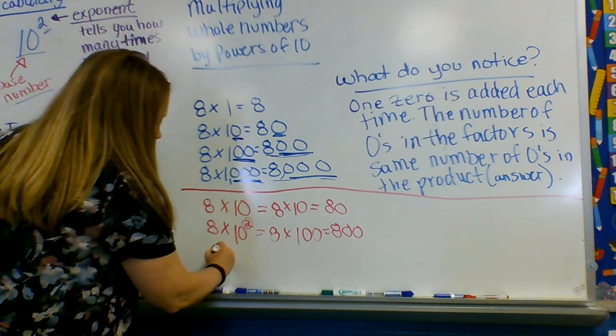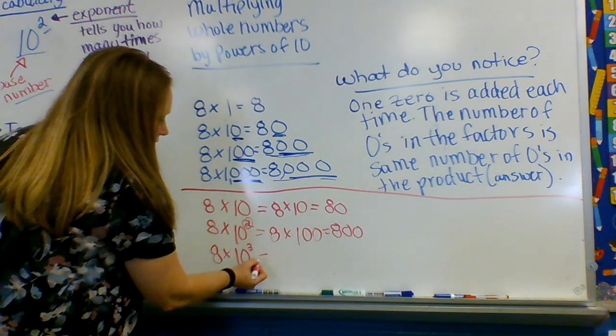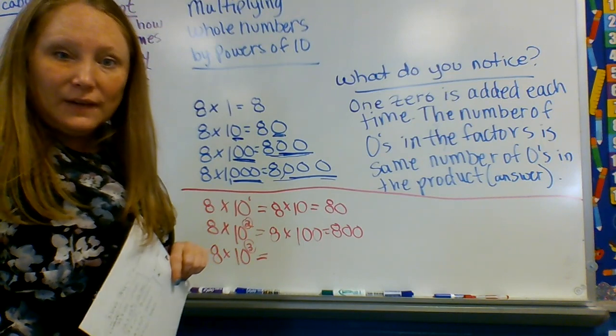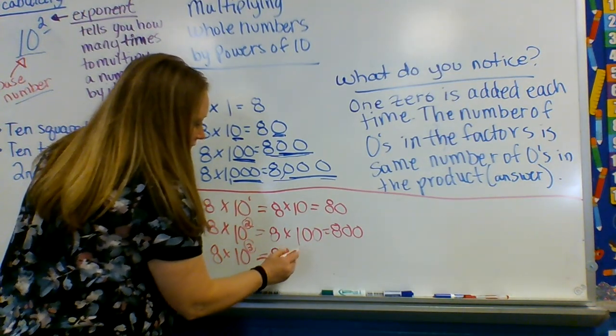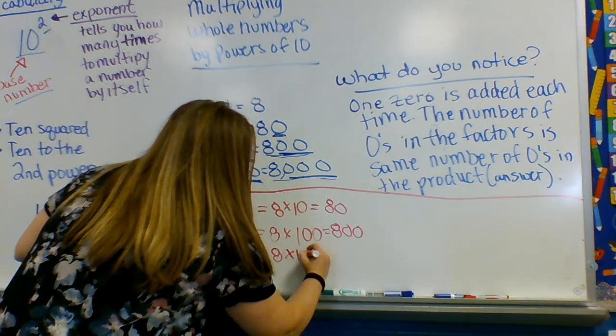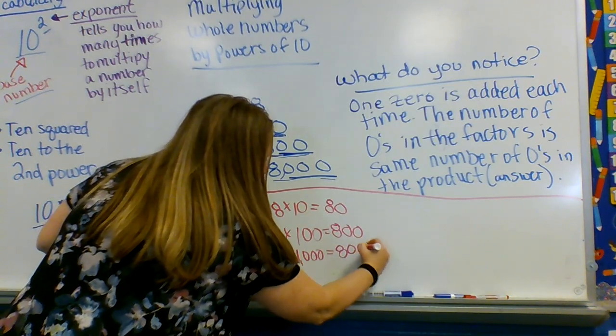Let's do 8 times 10 to the third power. The 3 tells you how many zeros it's going to have. So that really means 8 times, that looks like a plus, doesn't it? 8 times 1, 2, 3, 1,000, which makes it 8,000.